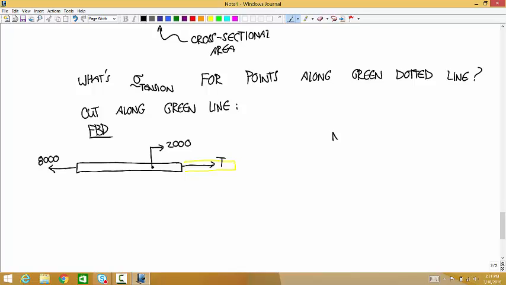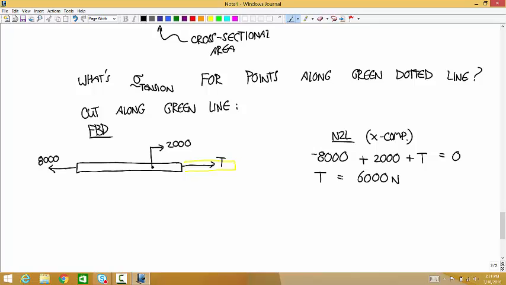And so Newton's second law says the x component says negative 8,000 plus 2,000 plus T is equal to 0. So T is equal to positive 6,000. So that's the internal tension at that point.